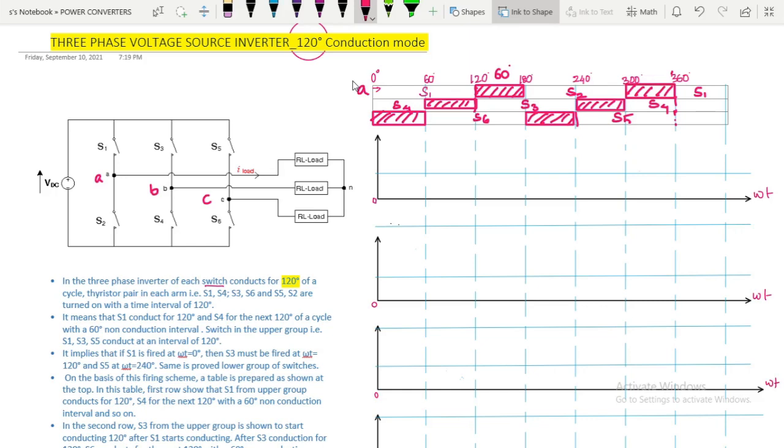Now we are going to see which switches are conducting for each 60-degree period, that is from 0 to 60, 60 to 120, 120 to 180, and the same waveforms will be mirror imaged after 180 degrees. We are going to find the phase voltages as well as line voltages for the three-phase inverter. So let us proceed. First we are going to see 0 to 60 degrees. What are the switches conducting between 0 and 60 degrees? We can see S1 and S4 are conducting.